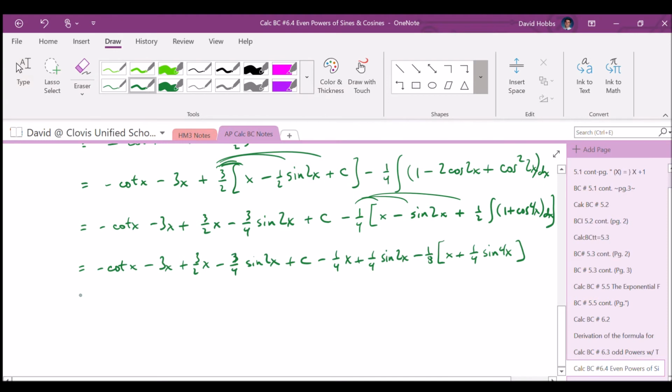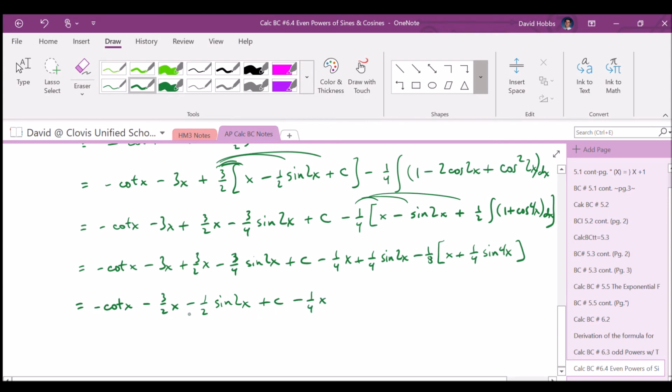Okay, so now we've got negative cotangent x. Okay, minus 3x plus 3 halves x. So that's negative 3 halves x. Minus 3/4 sine 2x plus 1/4 sine 2x. So that's negative 1/2 sine 2x. Plus c minus 1/4 x.